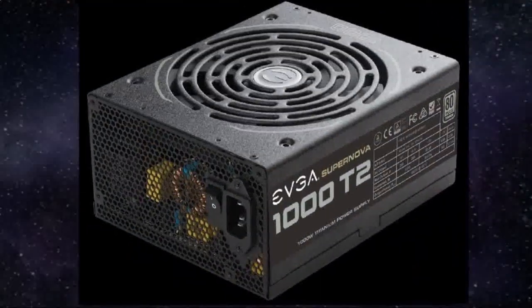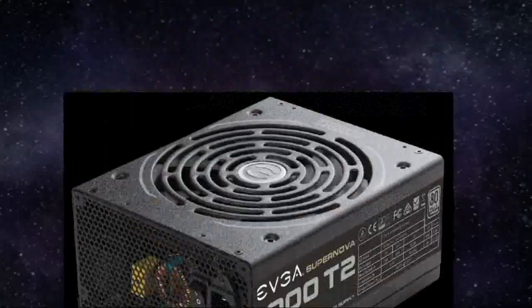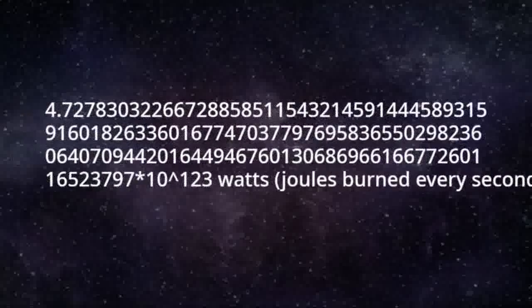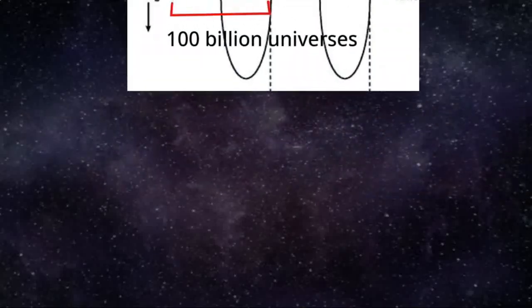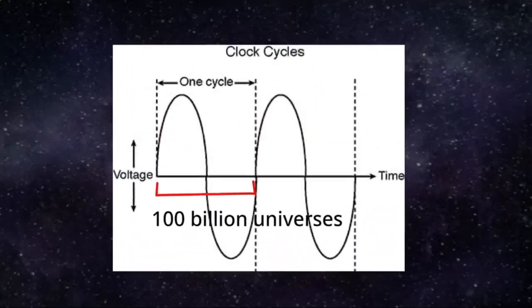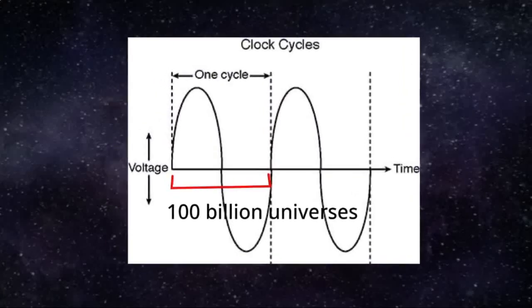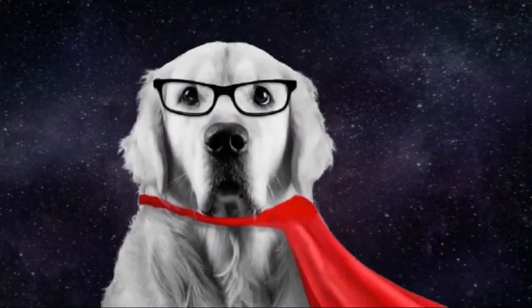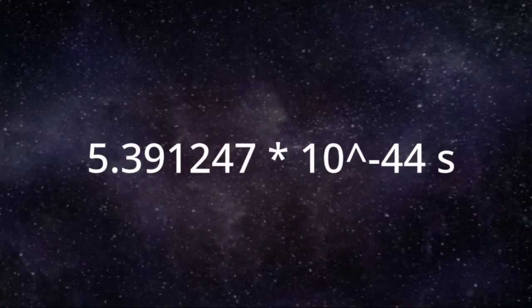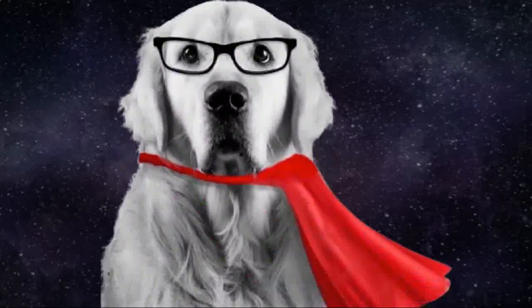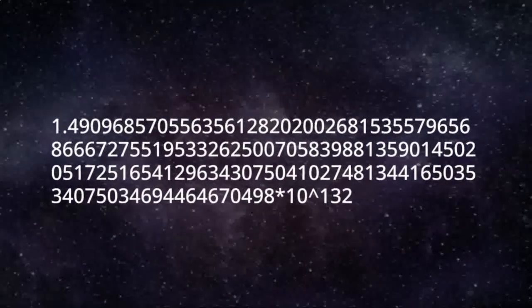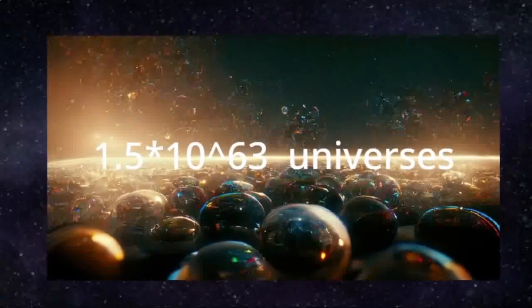So, our final hardware to focus on is the power supply. The massive and extremely fast CPU would use up to this number of watts at full capacity. The CPU is so powerful that a single clock cycle would use up 100 billion times more energy than the total amount in the observable universe. And keep in mind, the CPU has a clock speed of 1 Planck time. If we want to keep the PC running for a year, we would have to have a power supply with this number of joules, the equivalent of 1.5 times 10^63 universes.